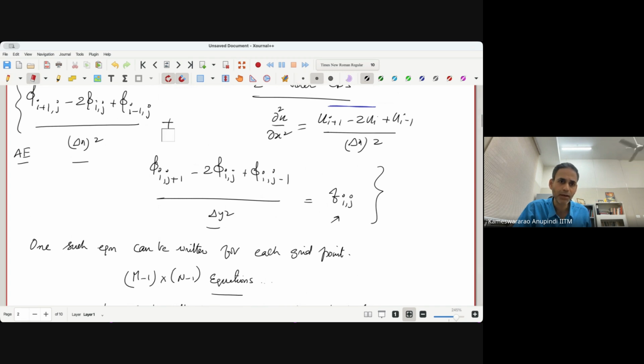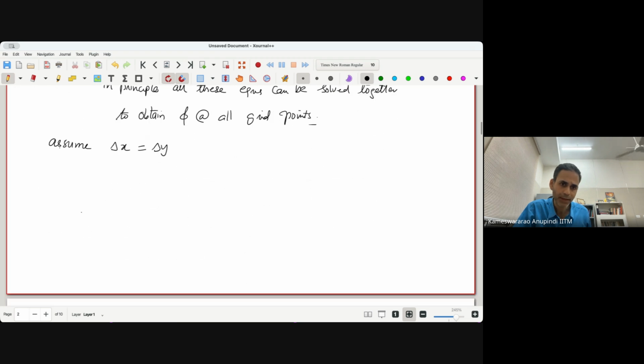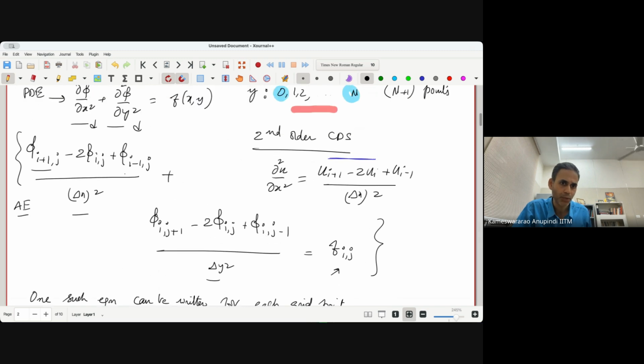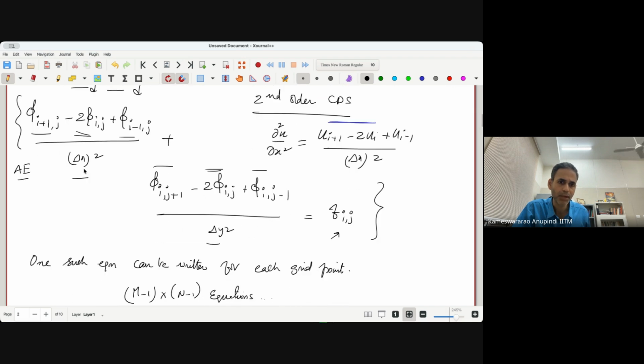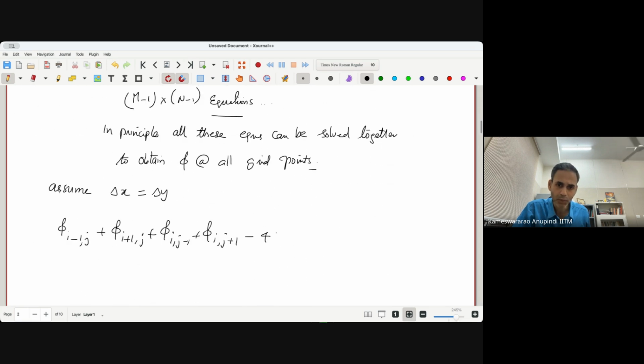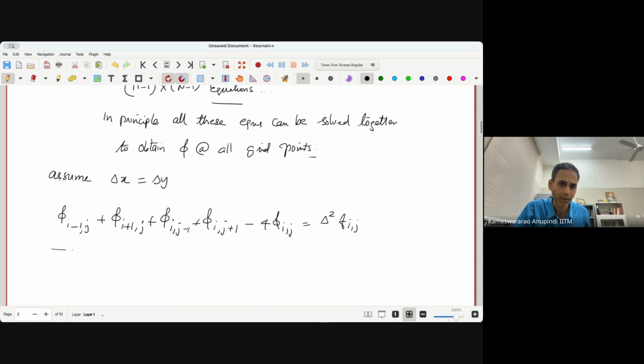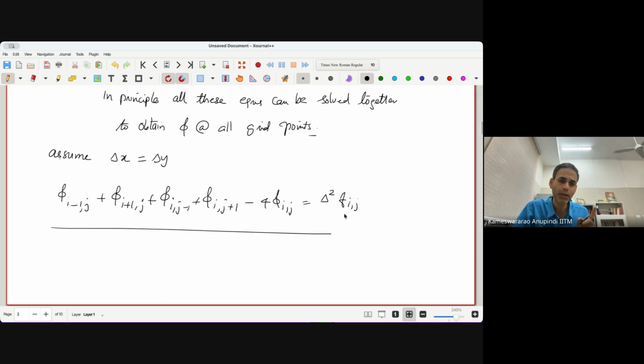Okay, in which case I can write these things slightly differently. I can write this as phi(i-1,j) plus phi(i+1,j) plus phi(i,j-1) plus phi(i,j+1). Essentially I have written this one and this one, and then I have minus 2 phi(i,j) and minus 2 phi(i,j), which will basically become minus 4 phi(i,j). Minus 4 phi(i,j) equals delta square F(i,j). So that is the equation we obtained for each grid point (i,j).